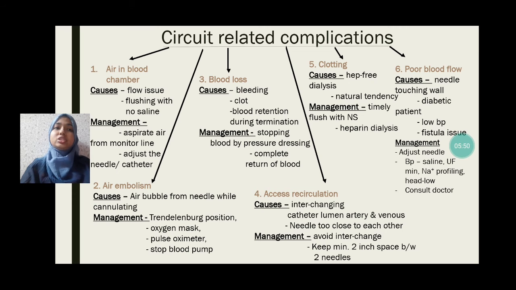How will we manage? Timely flushing with normal saline. Alarms should be set in the machine for flushing, if there is a heparin free dialysis. When do we do a heparin free dialysis?